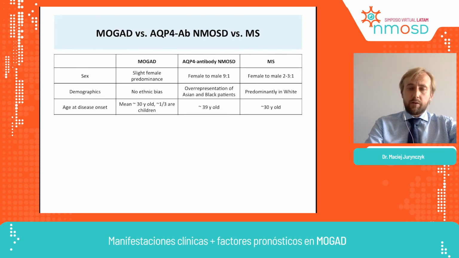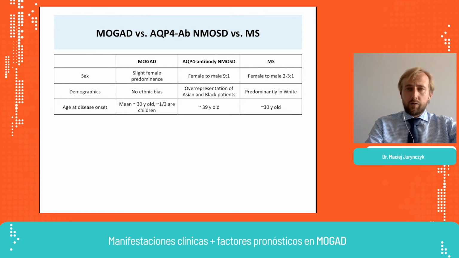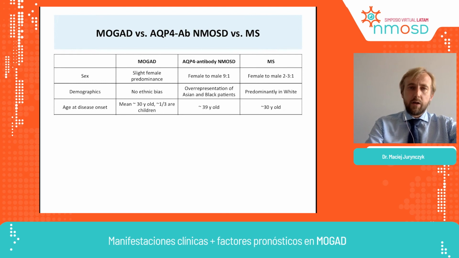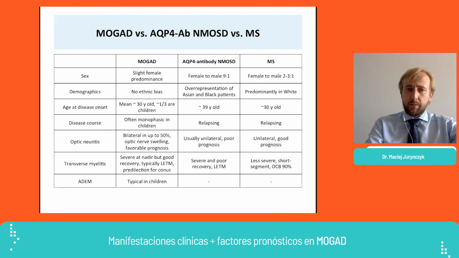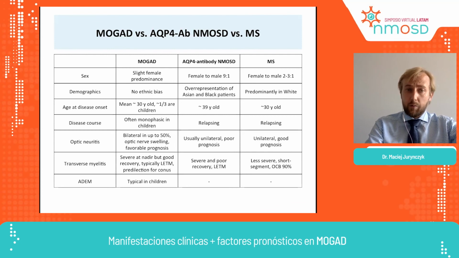So obviously the differential diagnosis of MOG antibody-associated disease includes aquaporin 4 antibody NMOSD and MS. So it is good to know differences and similarities between these conditions. In terms of demographics, MOGAD is characterized by only slight female predominance, and there is no ethnic bias identified for the moment. A substantial portion of patients are children, around 1/3 of all patients. Clinical features that will be typical for MOGAD include bilaterality of optic neuritis and the presence of optic nerve disc swelling on fundoscopy.